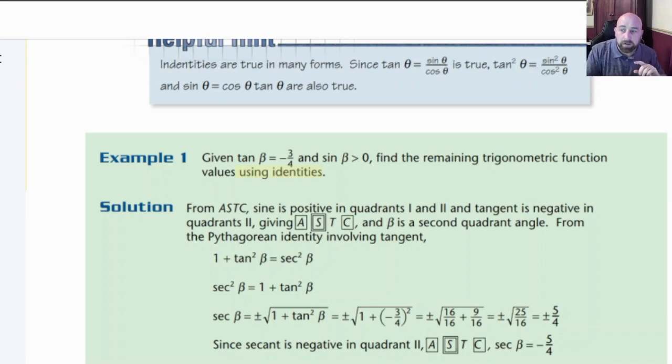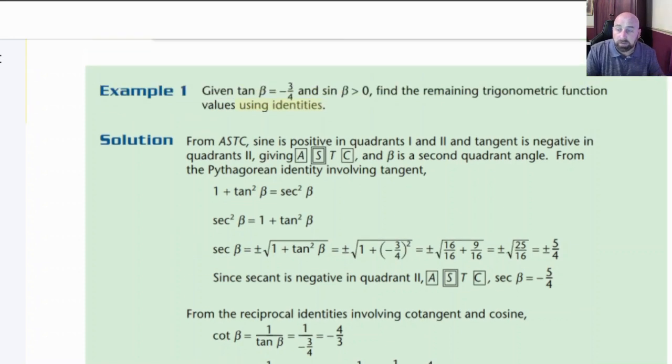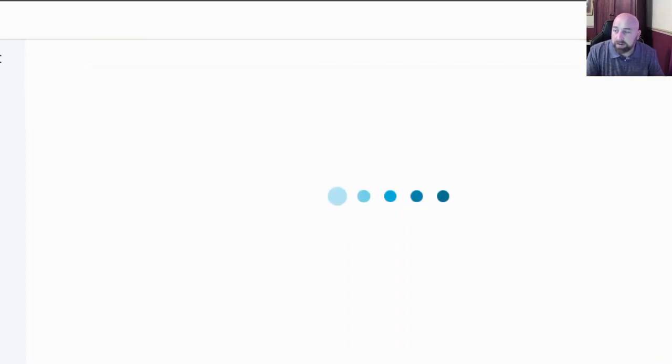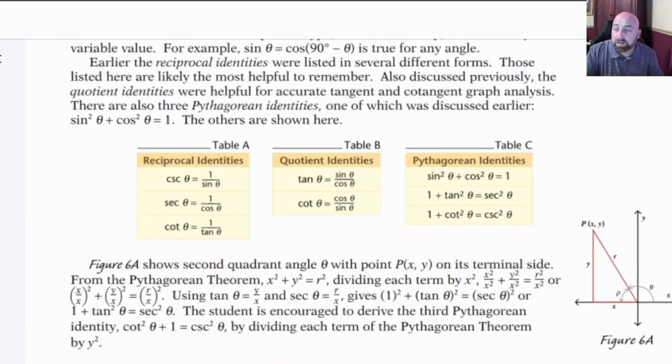All right, so how are we going to do that? Let's go back to our identities and find one that uses tangent and takes us to something else. Because the only thing that we're given in this problem is the tangent. That's all we have, okay? So let's go back over here to our identities and find one that uses tangent. And we only want one thing in it. So look right here. Here's one that uses tangent.